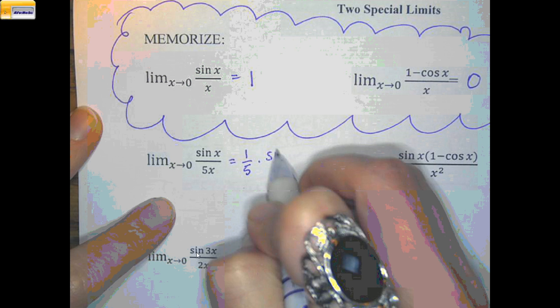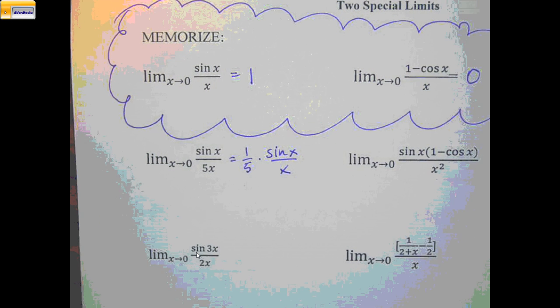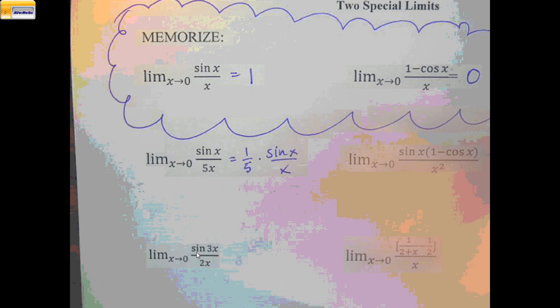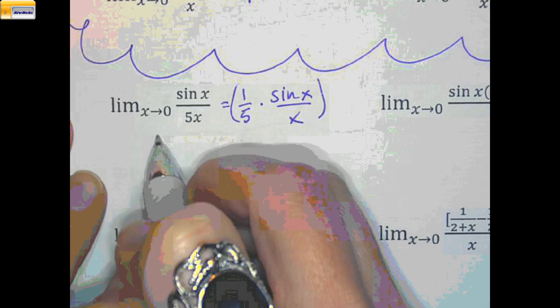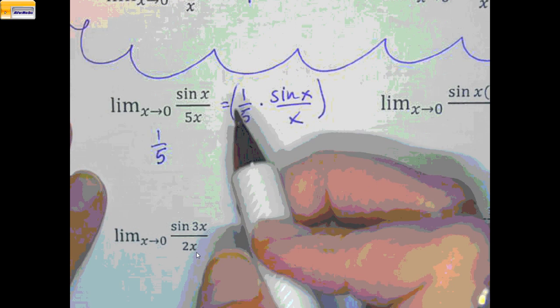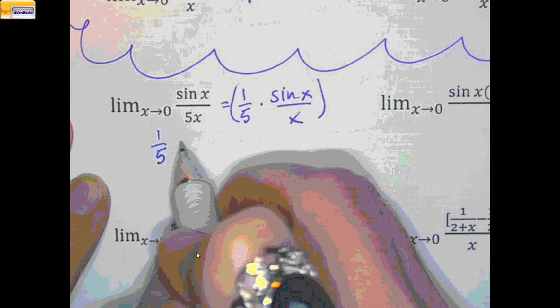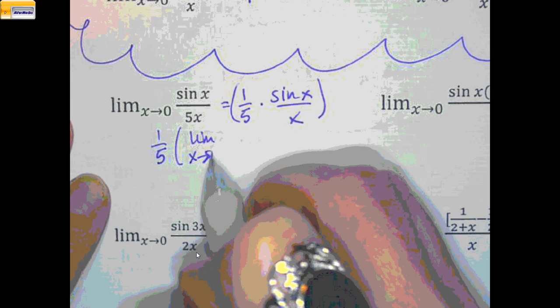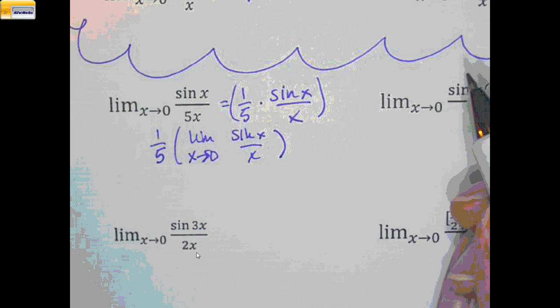Yeah, they totally do. And based on the properties we talked about yesterday, because you're taking the limit of this whole thing, you don't have to write this on your assignment, but I put it on your notes. You could say 1/5 times the limit as x approaches 0 for sine x over x. That's totally legal. That's a rule we learned yesterday. You're allowed to do that. And this is one we just memorized. It equals 1. So we say 1/5 times 1 equals 1/5, and we're done.